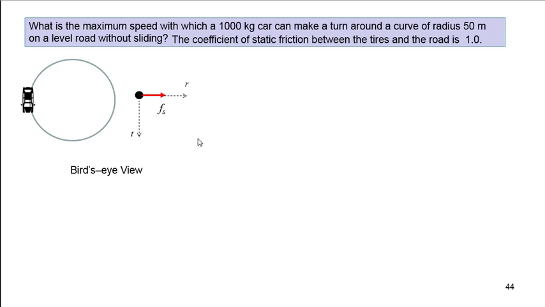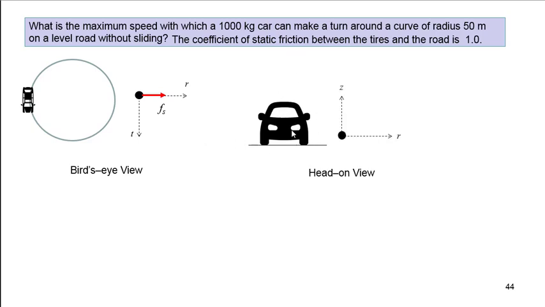So if we look at a head-on view, where my Z direction is going vertical, my R direction is to the right, and my T direction is coming out of the page, so I don't show it. The forces that I have in those directions, well, I have my normal force going up, mg coming down, and then that static friction pushing it to the right. Again, if there were no static friction, this object would not be able to turn. It would not be able to make a circle.